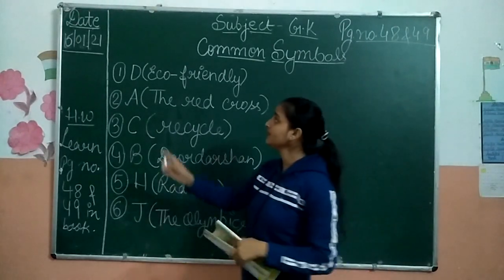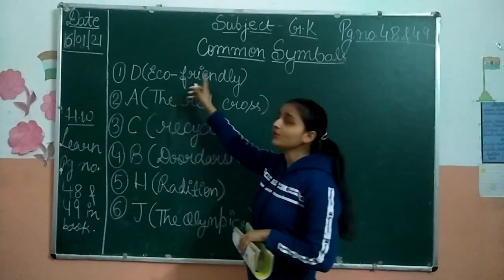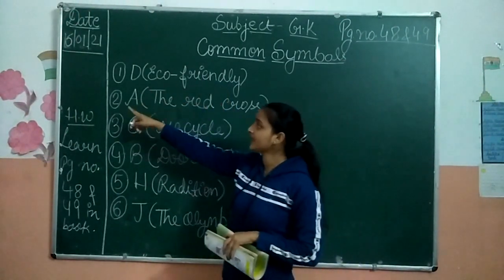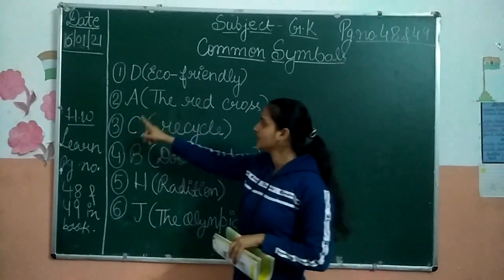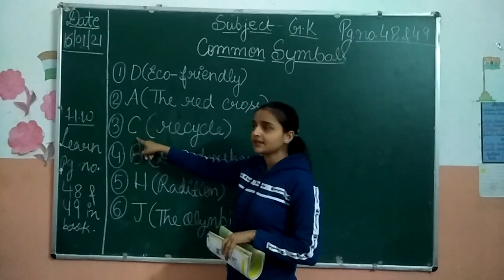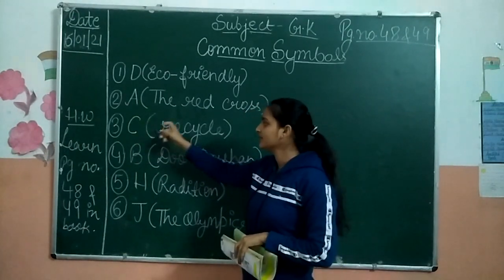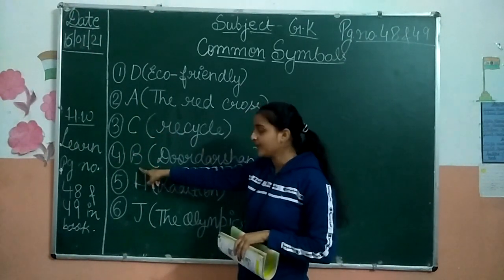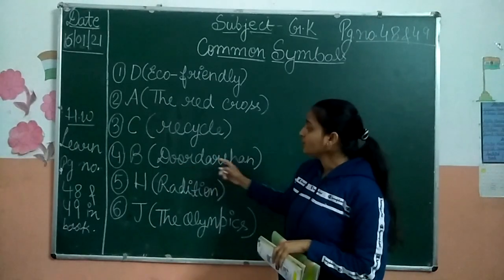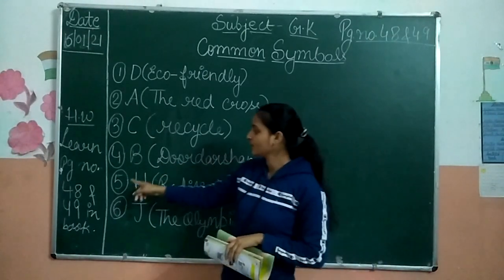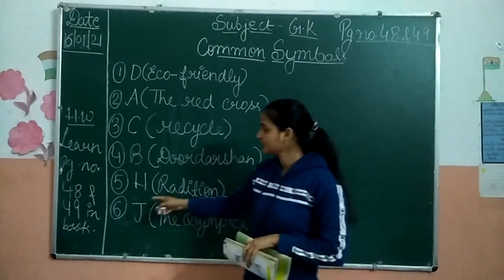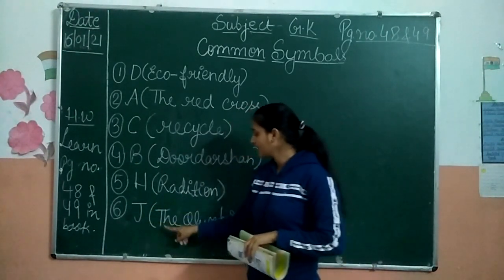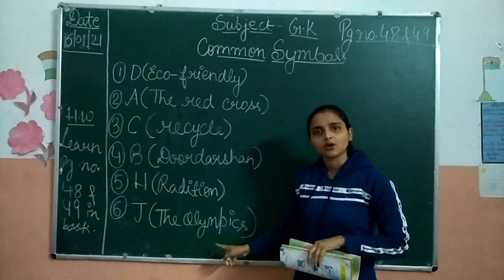So look at the first one. What do you have to write? D. Eco-friendly. Second, A. The red cross. Third, C. Recycle. Fourth, B. Doordarshan. Fifth, H. Radiation. Sixth, J. The Olympics. Okay.